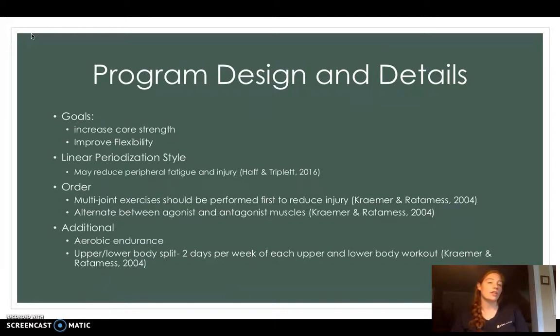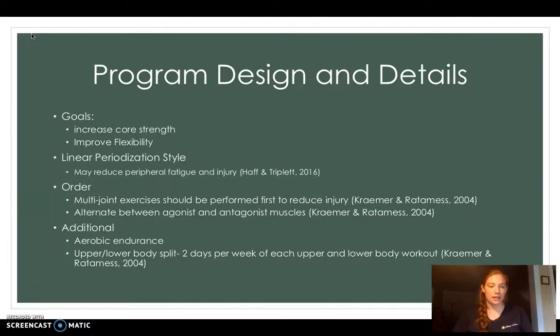His goals were to increase his core strength. That would help him with his inline lunge as he's coming down. And then his secondary goal was also to improve flexibility, or improve mobility of his shoulder, the whole glenohumeral joint, everything going on there, to improve that flexibility.